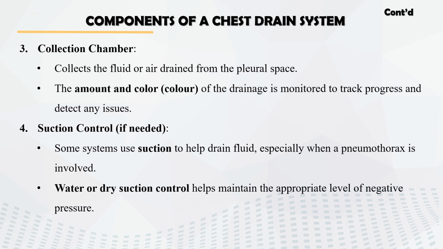So fourthly, on the components of a chest drain system is the suction control. Suction control may not be found on some types of chest drain systems. But what does it do? Some systems use suction to help drain fluid, especially when a pneumothorax is involved. So basically, a control is needed if it is a condition of a pneumothorax.